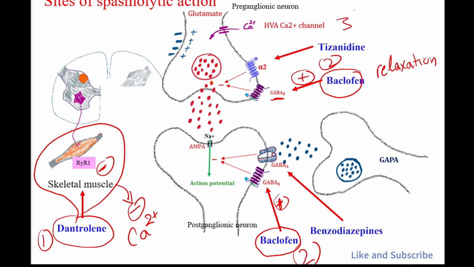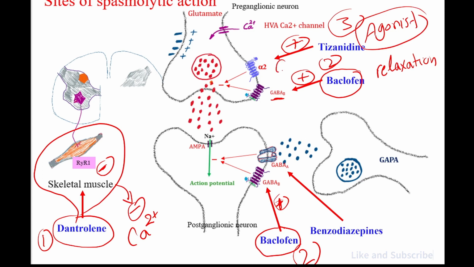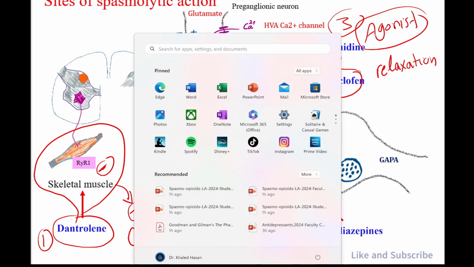Number three, we have tizanidine. Tizanidine is considered an agonist, which means tizanidine stimulates the alpha 2 receptor, and this will lead to activation of the Gi protein and decreased release of mediator. And this medication reminds us of another medication.